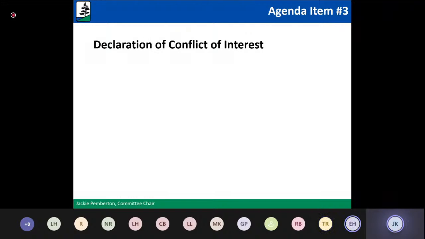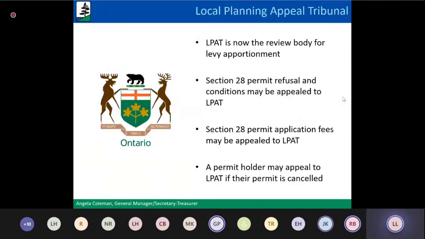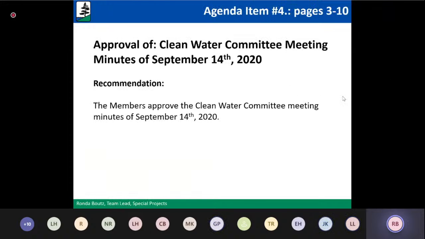Is Angela ready to come on? I don't see her on yet. Angie, are you connected? Let me give her a text. Carl, can you text Ange for me, please, just to see if she's joining us? We can move ahead, Madam Chair, if you'd like, to the minutes while we wait for Ange to connect.